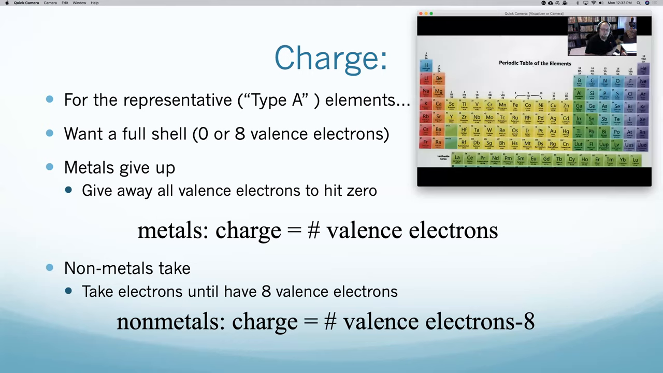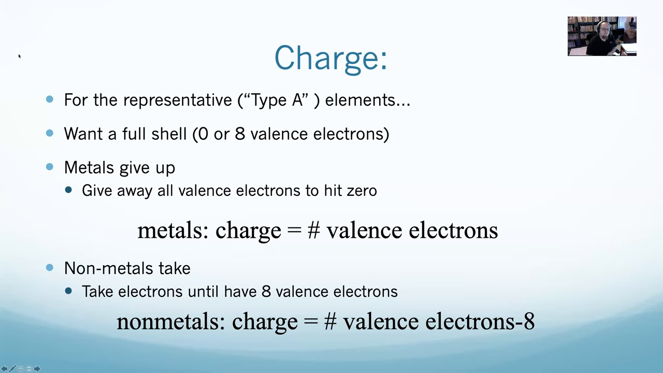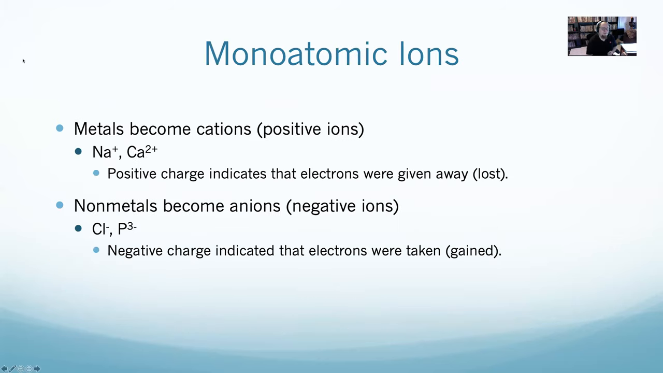Now, there's a few other terms you need to know with this. The first is cation and anion. When metals become an ion, they'll always be positive. Anytime you have a positive ion, it's called a cation. Nonmetals always become negatively charged. Anytime you have a negative ion, you call it an anion.